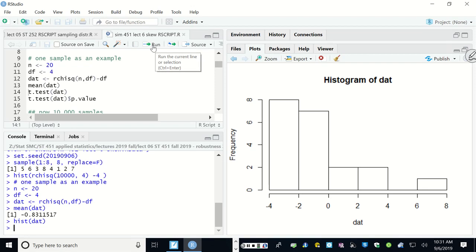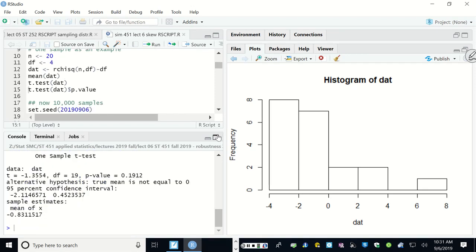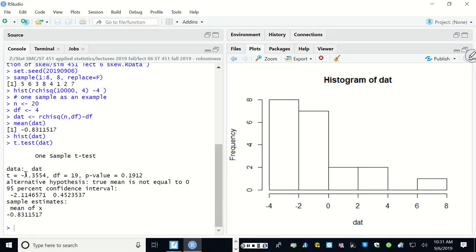And if we run this t-test command, it just tests, is it 0 or not? So our mean was negative 0.83. Our confidence interval is there, 95% confidence interval, negative 2.11 up to 0.45. It includes 0. So we don't reject 0.